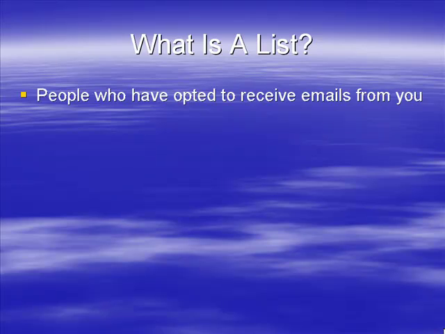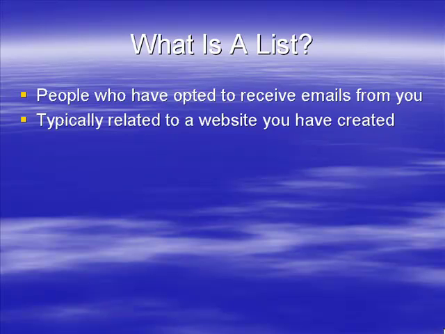Let's start by talking about what a list is. A list is people who have opted to receive emails from you. They may have visited one of your websites or any Web 2.0 property or something similar that you own and said, I want some information, and filled in a form on your page. It may have been a pop-up, an unblockable pop-up, or just a form on the page. Whatever it might be, they've said they want to receive emails from you.